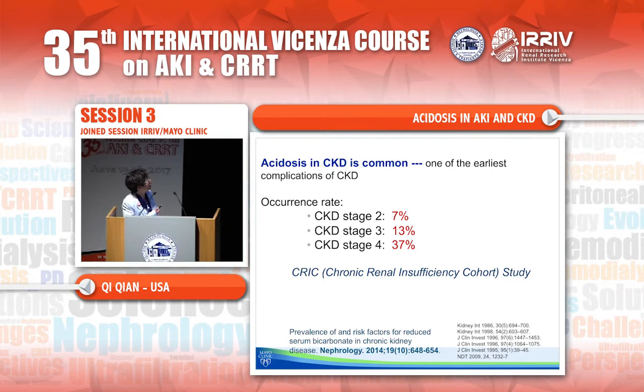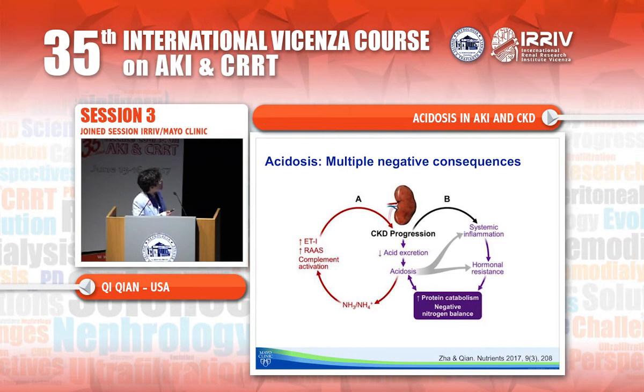mortality. And if you're looking at acidosis in CKD, it's extremely common. It's one of the earliest complications of CKD, and the occurrence rate of acidosis is proportional to the degree of CKD. So in patients who are starting on dialysis, 100% of the time they have acidosis. Acidosis in CKD has multiple negative consequences.